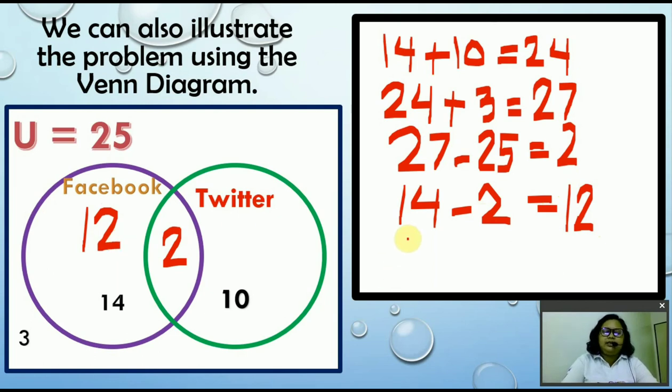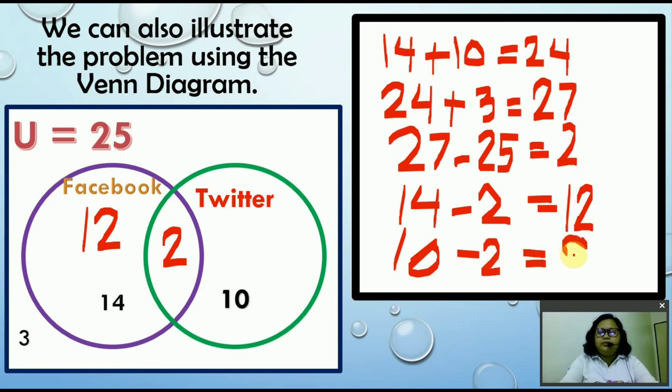Next, sa kabila naman tayo sa Twitter. So, it would be 10 minus 2. So, that would be equivalent to 8. So, there are 8 students who uses Twitter only. Okay, let us generalize the Venn diagram.